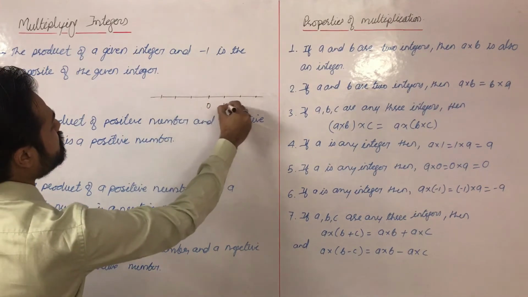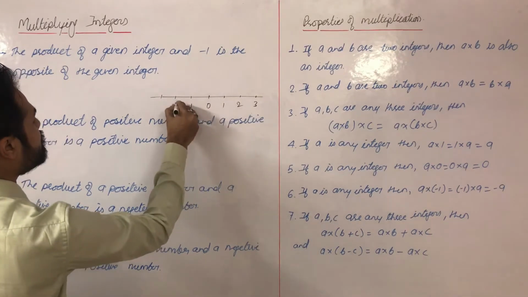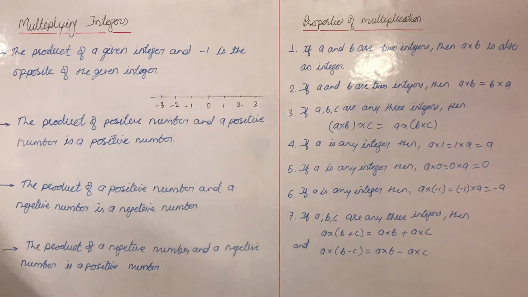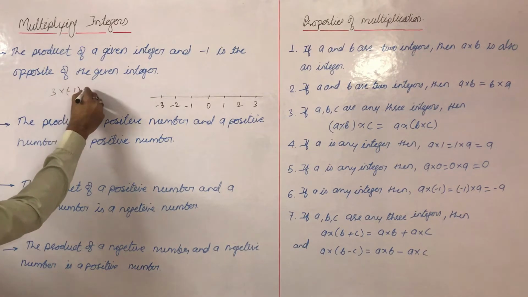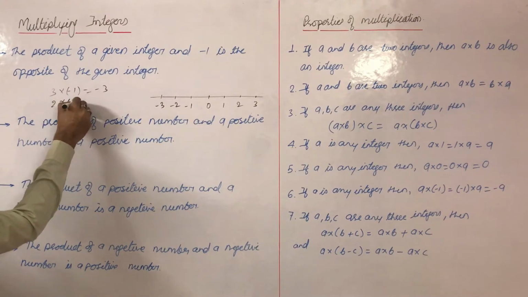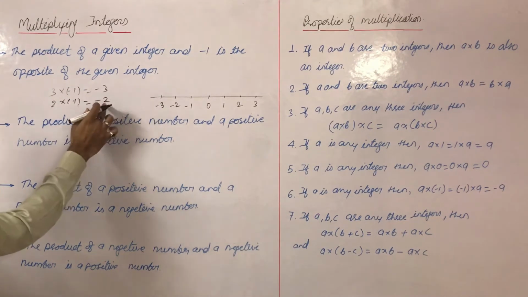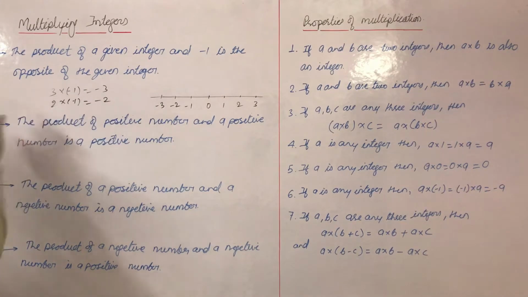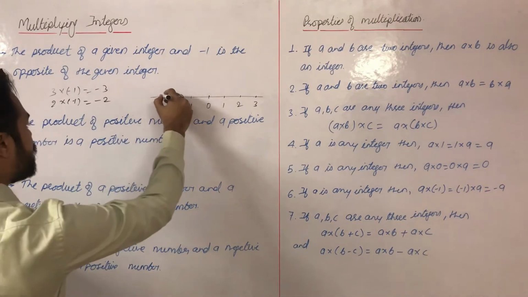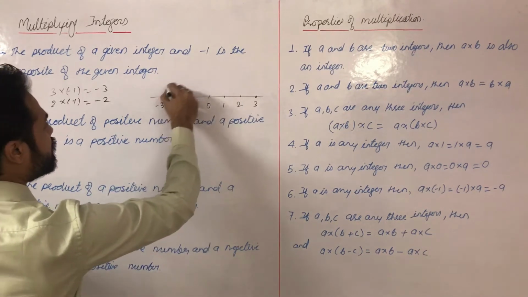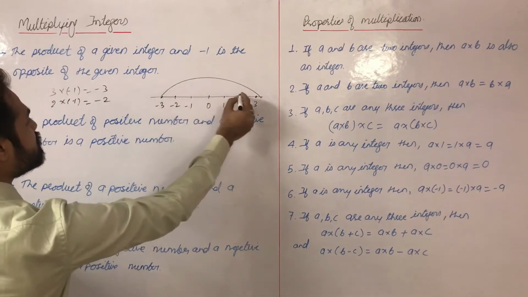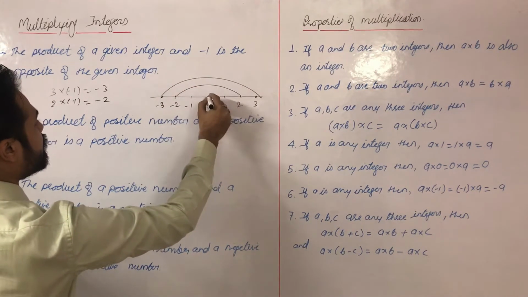So for example, say this is 0, 1, 2, 3, minus 1, minus 2 and minus 3. If we multiply a number by minus 1, we'll get the opposite of that number. For example, 3 into minus 1 is minus 3, or 2 into minus 1 is minus 2. So these numbers are opposites of these two numbers, and minus 3 and 3 are opposites of each other, or minus 2 and 2 are opposites of each other.